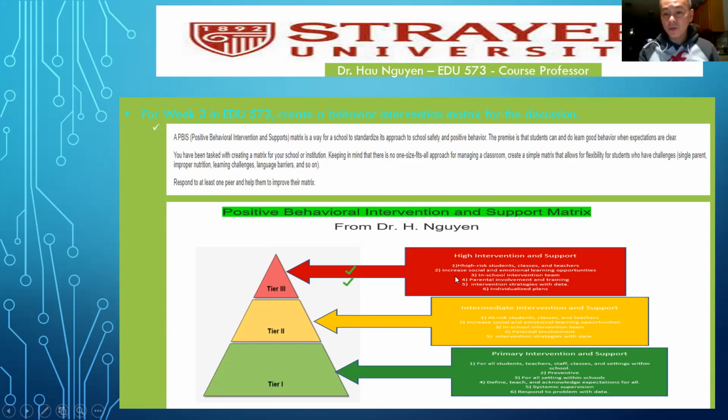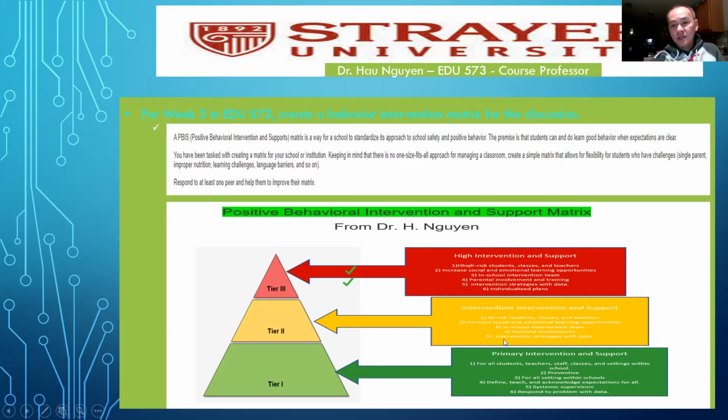This is where teachers are given the opportunity to empower the student, to help the student identify his or her mistake. At the same time, the school gives the teachers an opportunity to become empowered in their decision making. So we have to create a positive behavioral intervention and support matrix just like this.